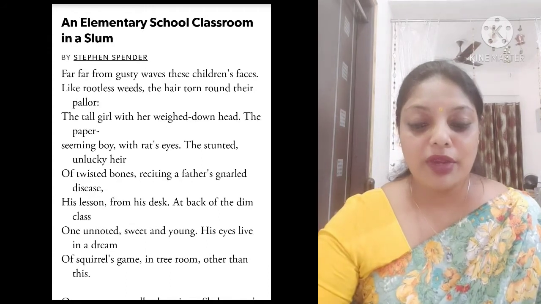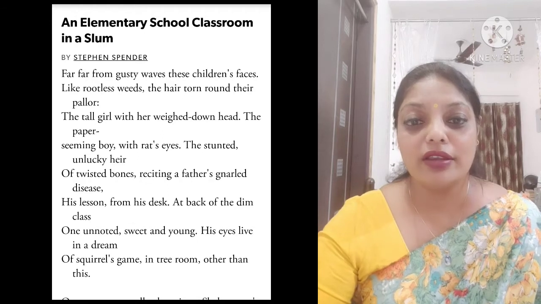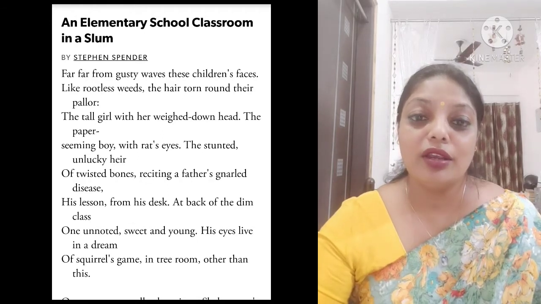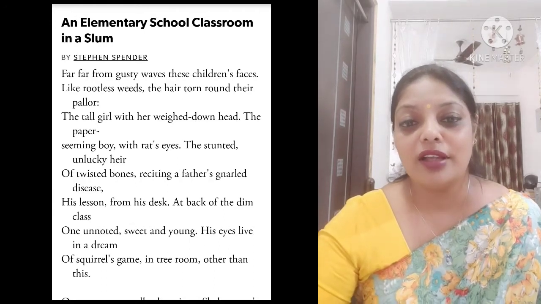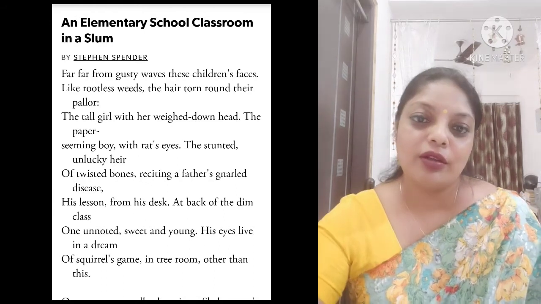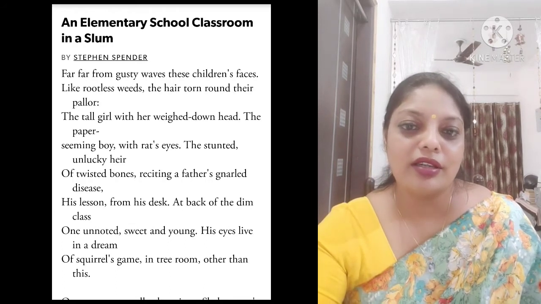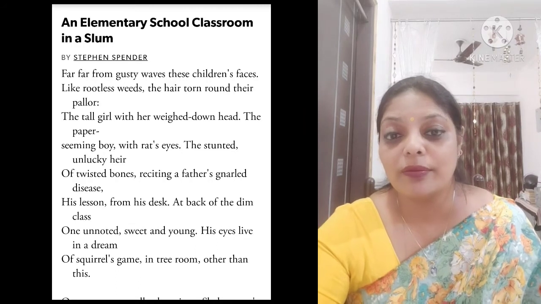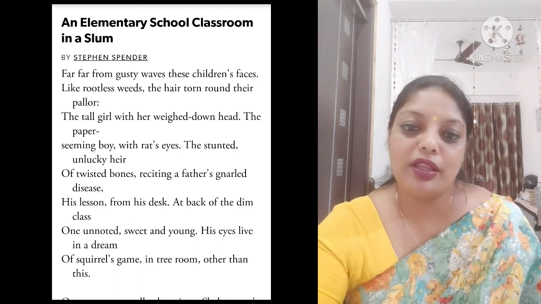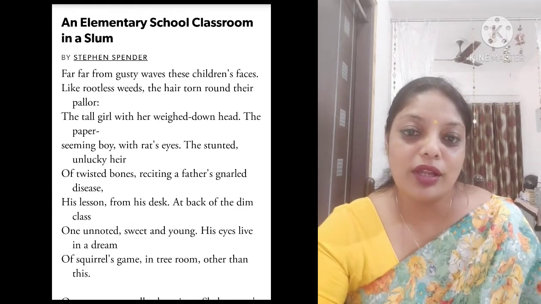The paper seeming boy with rat's eyes. Paper seeming boy means very thin boy, absolutely, because he is suffering from malnutrition. They do not have proper food to eat. They do not have enough money to buy food twice a day or thrice a day. There are times when they don't have money for food, they exist on water. There are times when maybe they don't have food at all, or they eat once in a day.